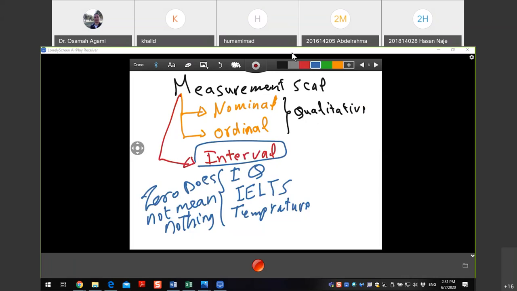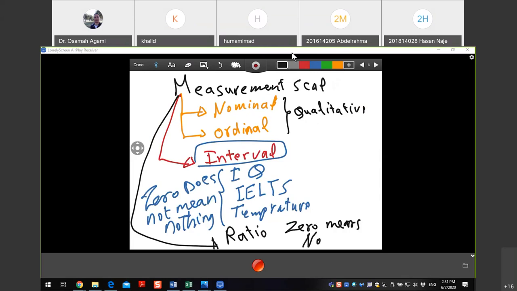So the last one of measurement, I go for ratio. The difference between interval and ratio: here zero means nothing. Okay, we take the very popular example, the temperature. And here, if you go for the weight, the length, or age, zero means nothing. Correct? This is the measurement scale. So when you're scaling, you have to know that for qualitative data you have two scales, nominal and ordinal. Okay? I will show you something.